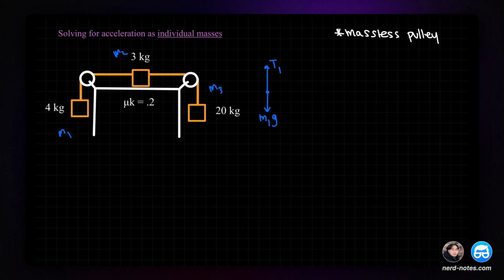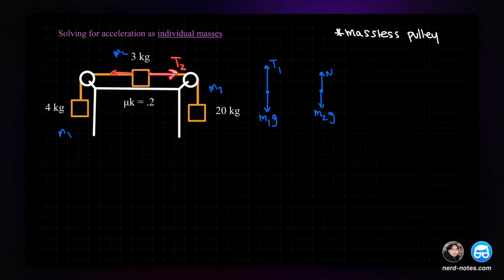Alright, moving on to the middle block, we're going to have horizontal and vertical forces. The vertical forces are going to be balanced, so that's going to be M2G, and there's going to be a normal force that balances the weight. And then we're going to have 3 forces horizontally. That's going to be the tension force, let's call that T2. That is going to accelerate the block to the right.